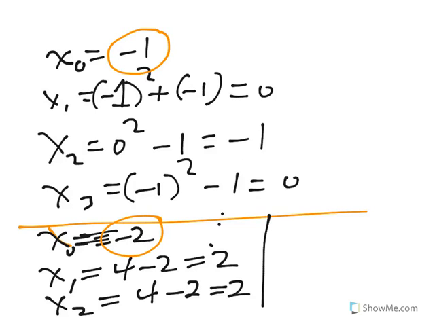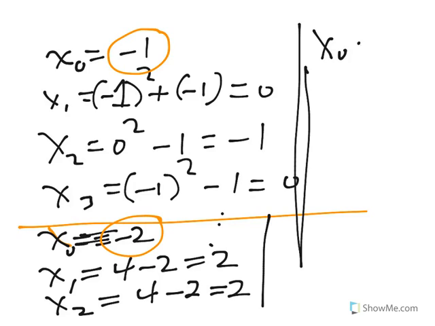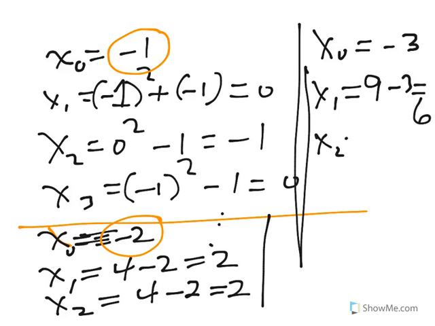-2 seems to stabilize, but I think -3 won't. Let's check it out. With -3, x1 becomes 9 minus 3, which is 6. x2 is 36 minus 3, which is 33. And that's obviously going to get really, really big.